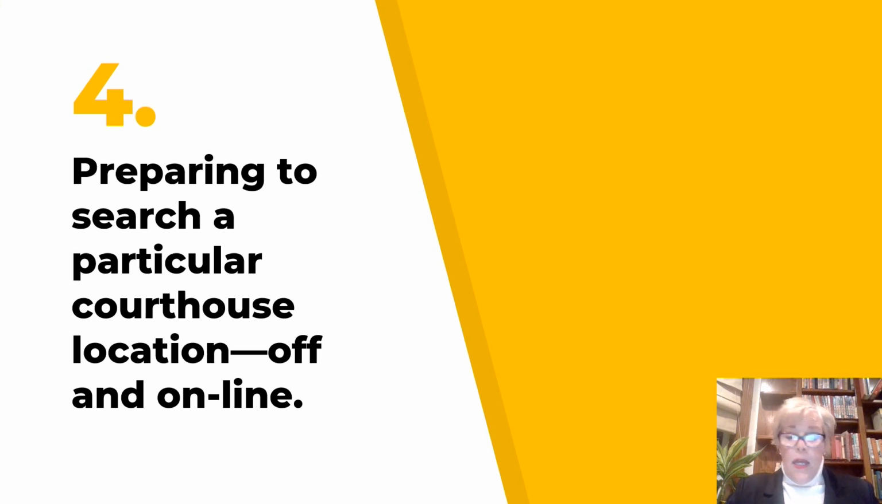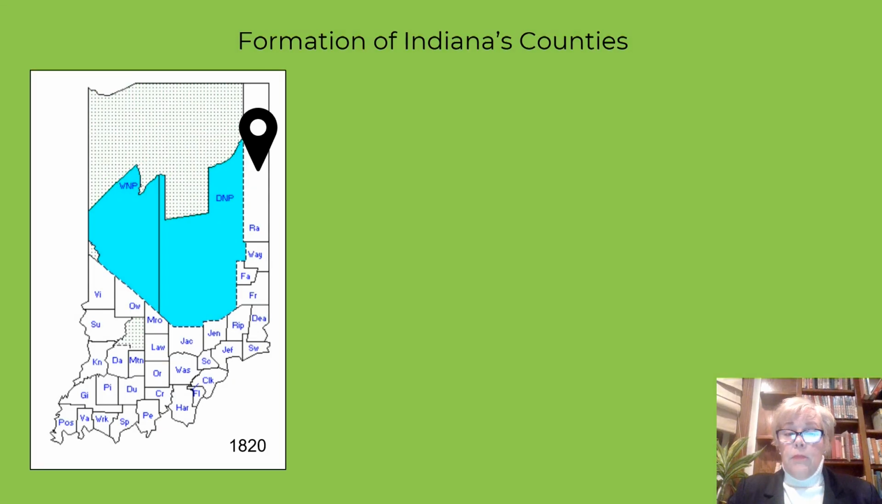All right, so now that we know a little bit more about the kind of records we can find in the courthouse, let's make sure we go to the right courthouse. This is something I'm going to show you just as an FYI, for an example. Here's a formation of Indiana's counties. This is what the state of Indiana looks like in 1820.